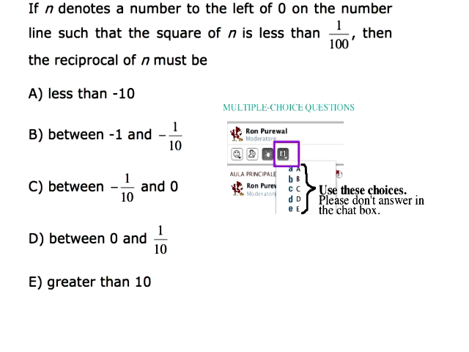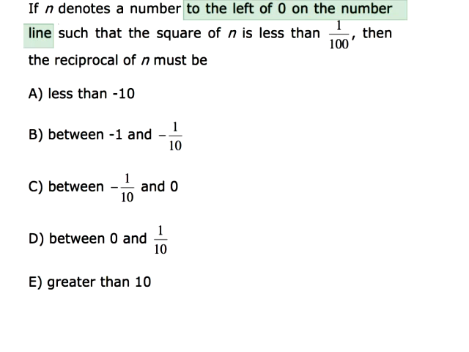So what we know is that n is to the left of 0 on the number line, which means that it's what? We know that it's negative. Yeah, we know that. So n is negative. And the square of it is less than 1/100. Okay.